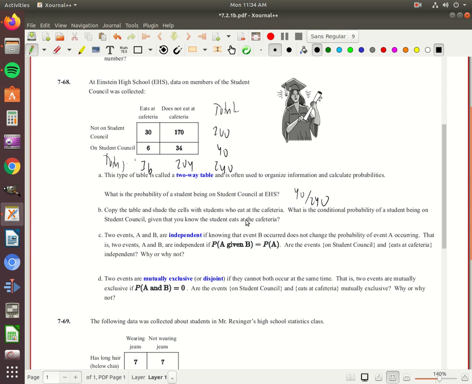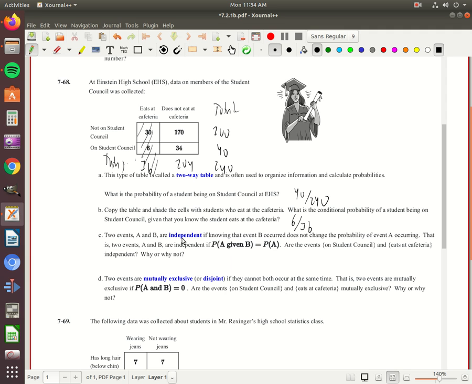It says copy the table and shade the cells with students who eat at the cafeteria. Okay, so these kids eat at the cafeteria. What's the conditional probability of a student being on the student council? I would say 6 out of 36.